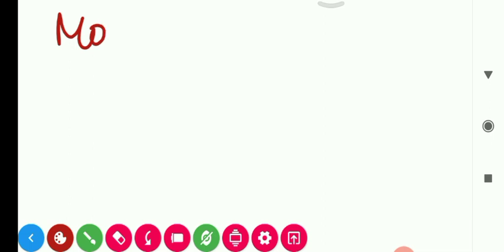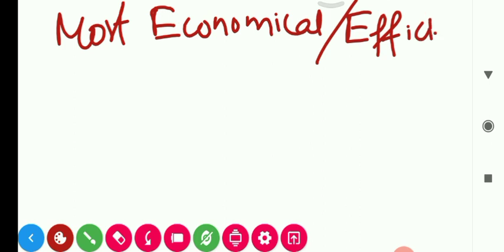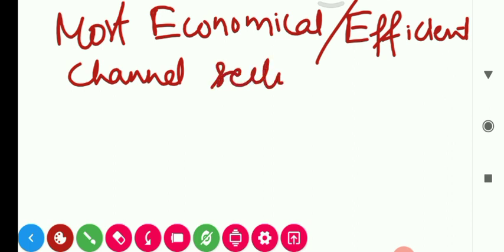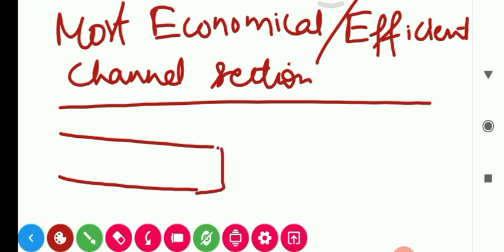Next topic is most economical or maybe most efficient channel section. Okay, if we have a certain channel section, suppose that it is a channel which is rectangular, which has rectangular cross section.